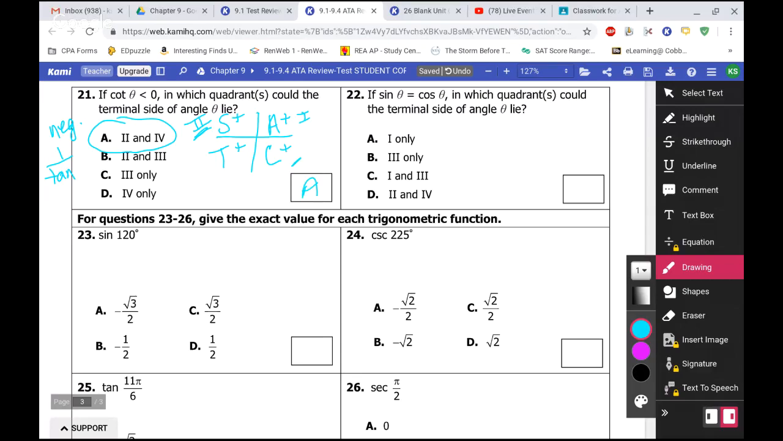Okay. Does that make sense? Yes. It's a little harder when you're trying to look at the inverses, but basically if it's positive in 1 and 3, then it's going to be negative in 2 and 4. Okay.